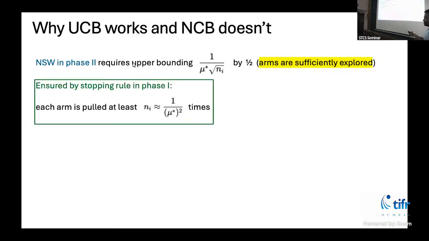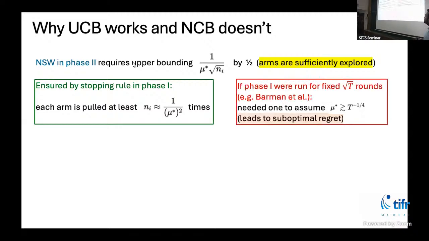We can ensure this by making sure that we pull each arm at least 1 by mu star square times. We ensure this in our algorithm, so that we can bound this term by half. But if I follow the previous paper's approach, where they run phase 1 for a fixed square root T number of rounds, then this will fail. To bound this term by half, we need to assume that mu star is greater than T to the minus 1 by 4.